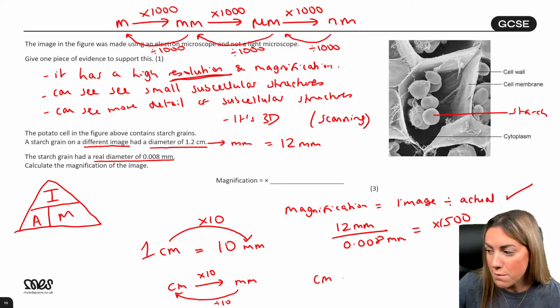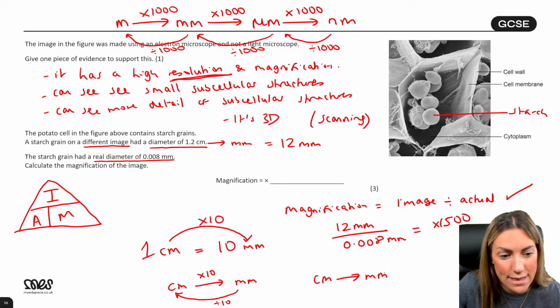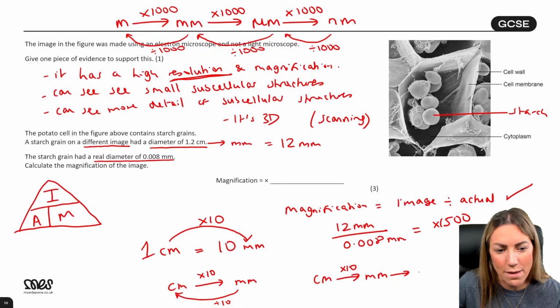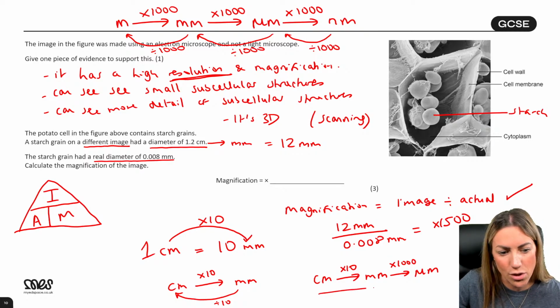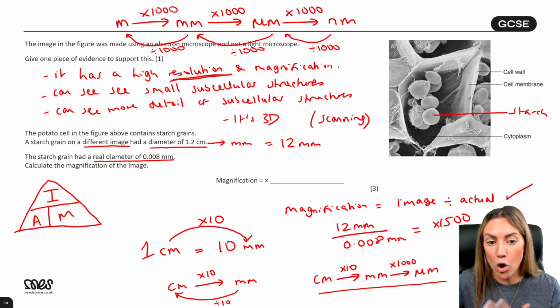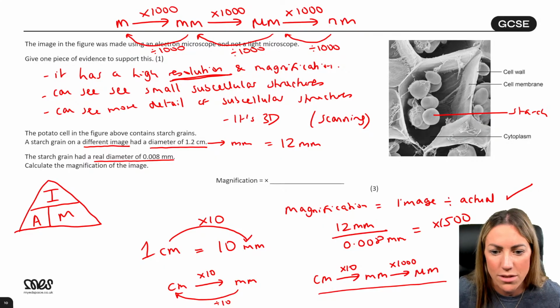If I want to go from centimeters to millimeters, I have to times by 10. And then I know from my diagram at the top that if I'm going from millimeters to micrometers, I have to times by 1,000. So if you did have to go from centimeters all the way to micrometers, you could do it in 2 stages, or you could just multiply by 10,000, right?